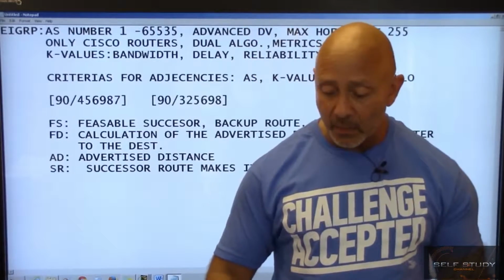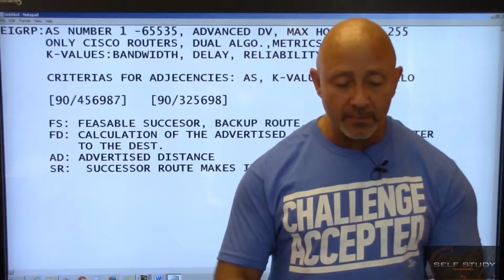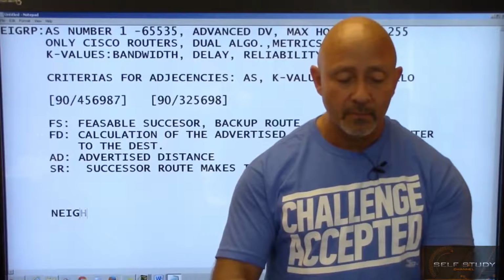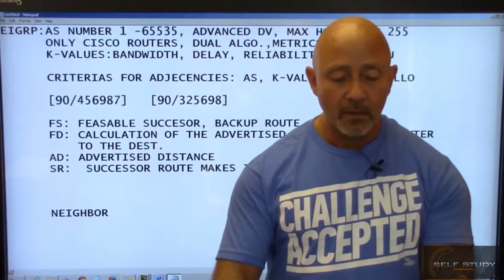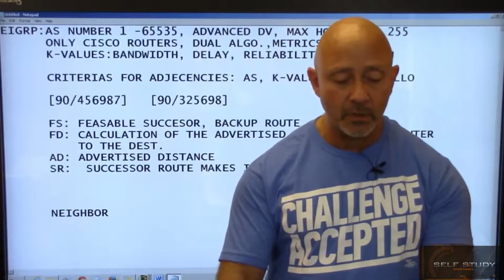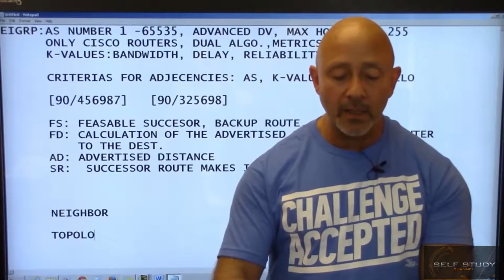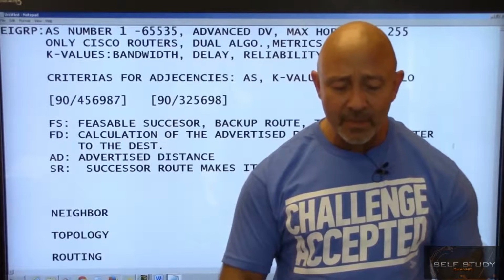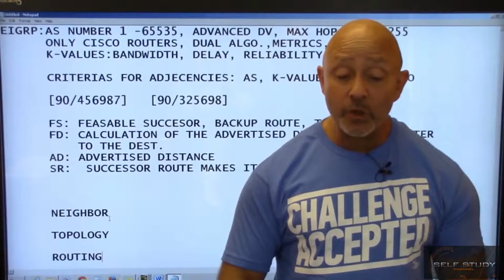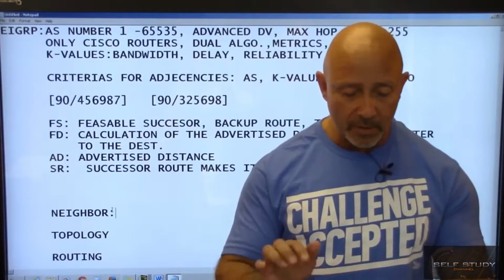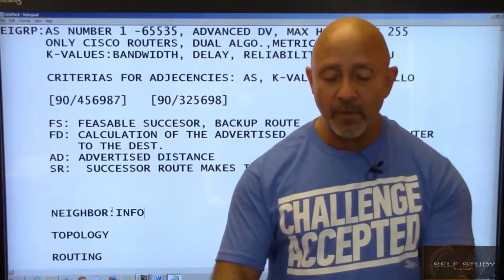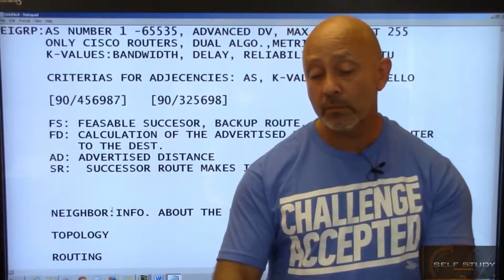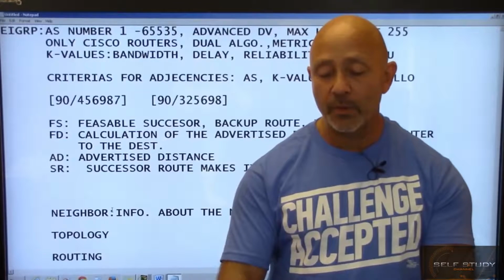EIGRP creates these tables for a reason. Let's do it in order. It creates a neighbor table, it creates a topology table, and obviously, it creates a routing table. The neighbor table is information, info about the neighbors it found.